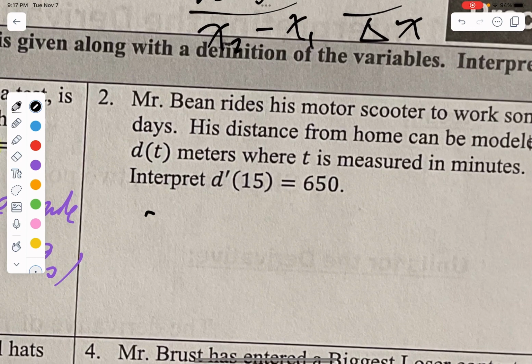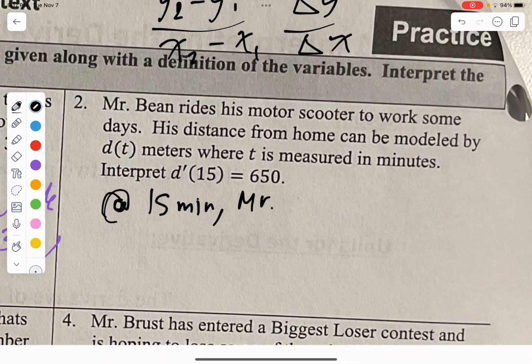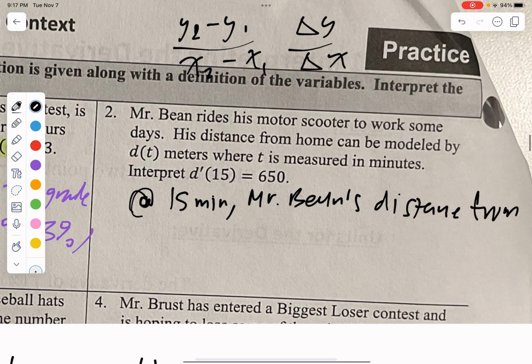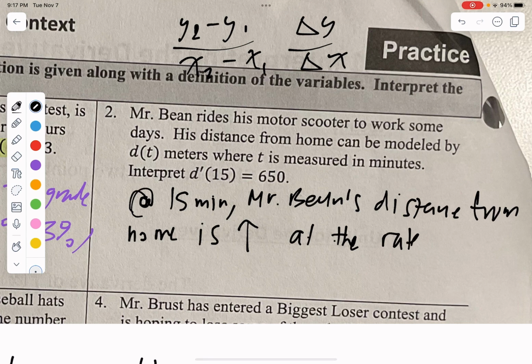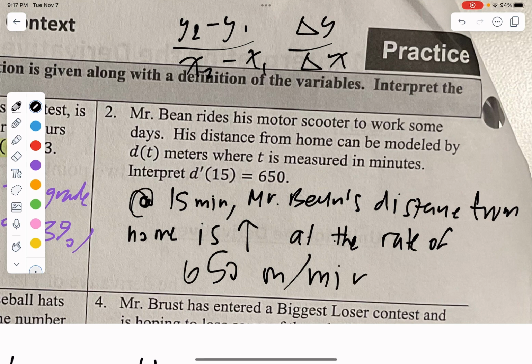Anyways, back to this. So I can't draw an at symbol. At 15 minutes, Mr. Bean's distance from home is, I'm going to draw an arrow, increasing at the rate of 650 meters per minute. Once again, important to note, you must have your unit here, guys, or you're just wrong.